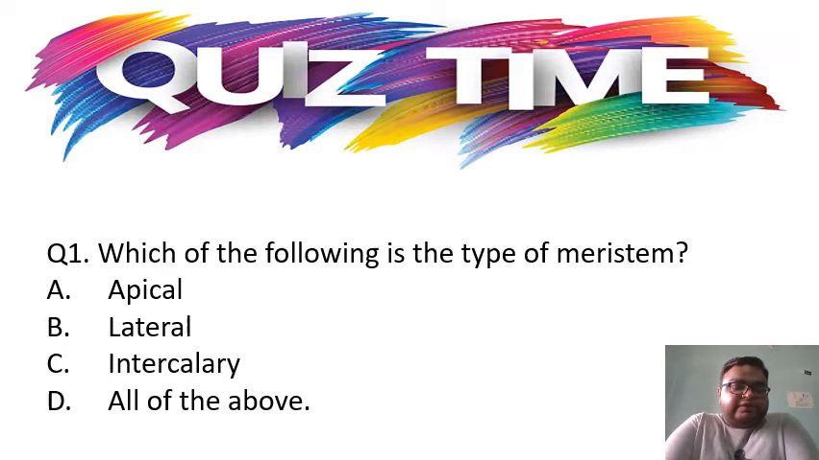There is one question for you. I'll read this question, then I'll give you 30 seconds to think about it, then you can answer. Which of the following is a type of meristem? The first option is apical meristem. Second option, lateral. Third one, intercalary. Or do you want to go with all of the above? Here is your question, and I'll give you 30 seconds. Quickly think about it and answer.